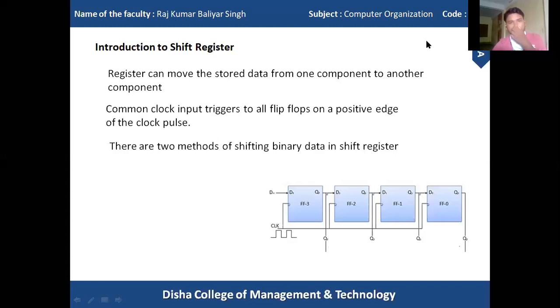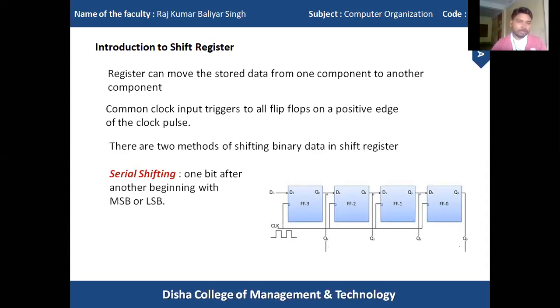There are two methods of shifting binary data in a shift register. One method is called serial shifting, another is called parallel shifting. Serial shifting means one bit after another, a single bit per clock pulse. With a positive clock pulse I can transfer a single bit from one component to another, from the MSB or the LSB. So I cannot send a bunch of data at a time.